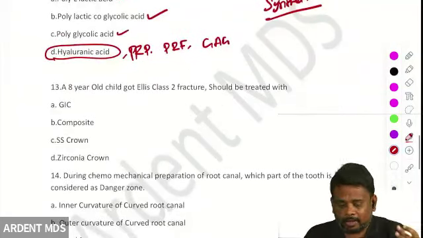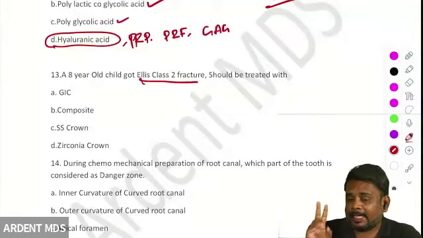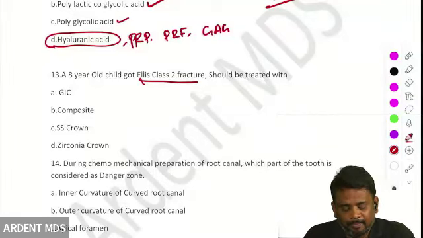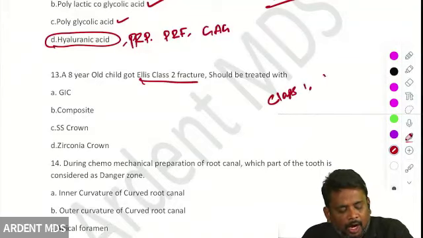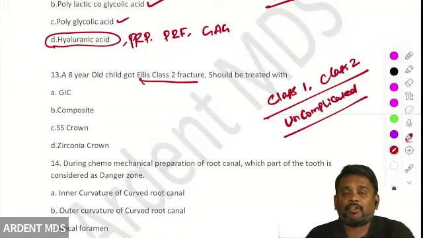Right. So 13th question, an 8-year-old child got an Ellis class 2 fracture. There are two questions which came from the Ellis class 2 fracture this time. So how do you treat this? Usually the Ellis class 1 and class 2 fractures are called simple fractures, or you can say uncomplicated fractures. It means the pulp is not involved.